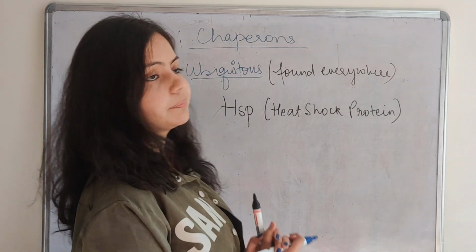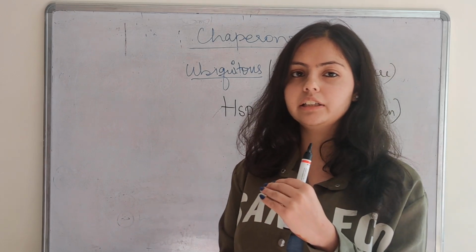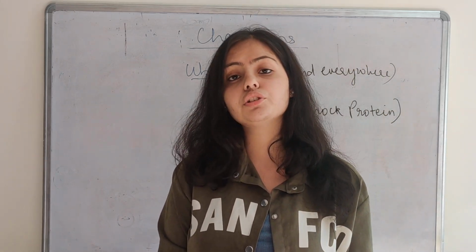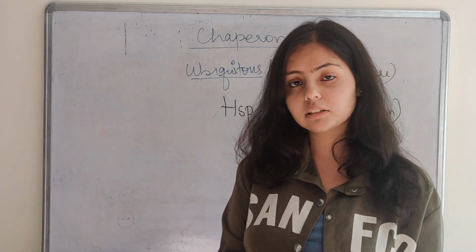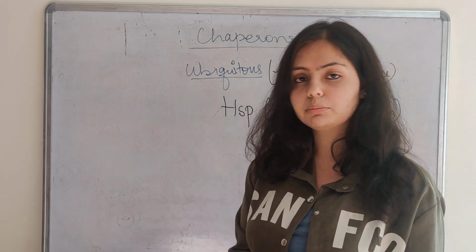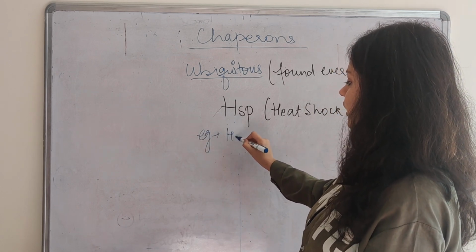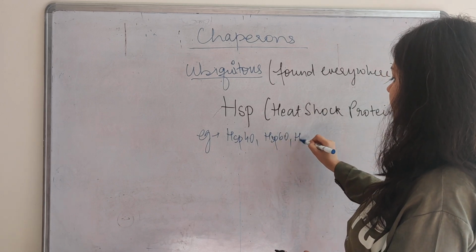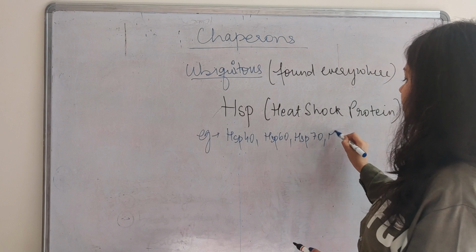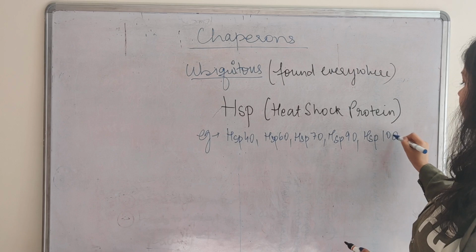Why were they called HSP? They were called HSP because they were found in cells which had a slightly higher temperature. The normal temperature of a cell is 37 degrees, but they were found when the temperature was around 42 degrees Celsius. So that is why they were called heat shock proteins. Examples of HSP are heat shock protein 40, 60, 70, 90, 100, and so on.